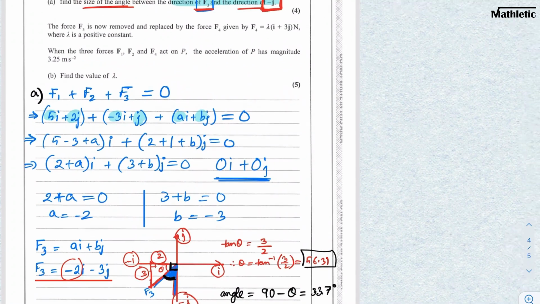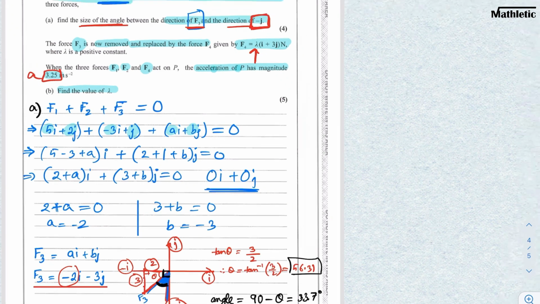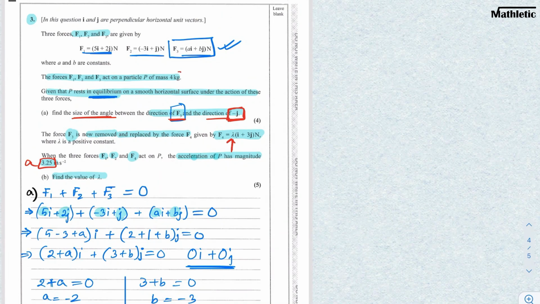Let's start part B. The force F3 is now removed and is replaced by force F4. So this is F4. The three forces F1, F2 and F4 act on the particle P. The acceleration has a magnitude of this. Find the value of lambda. So we need the value for lambda. So the a is given.